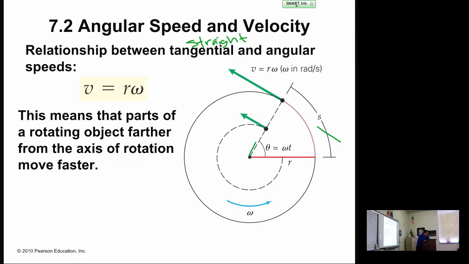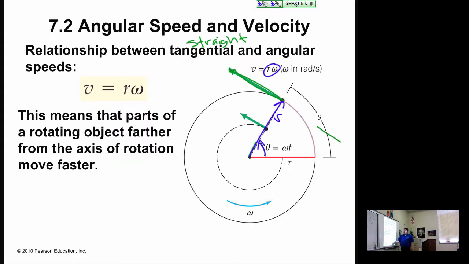Oh, the tangential velocity, that's the relationship between the angular speed and the tangential speed. So here we have a tangential speed, right? And that is going to be equal to the radius of the circle times the angular speed. In other words, how fast does this spin times that radius, r.